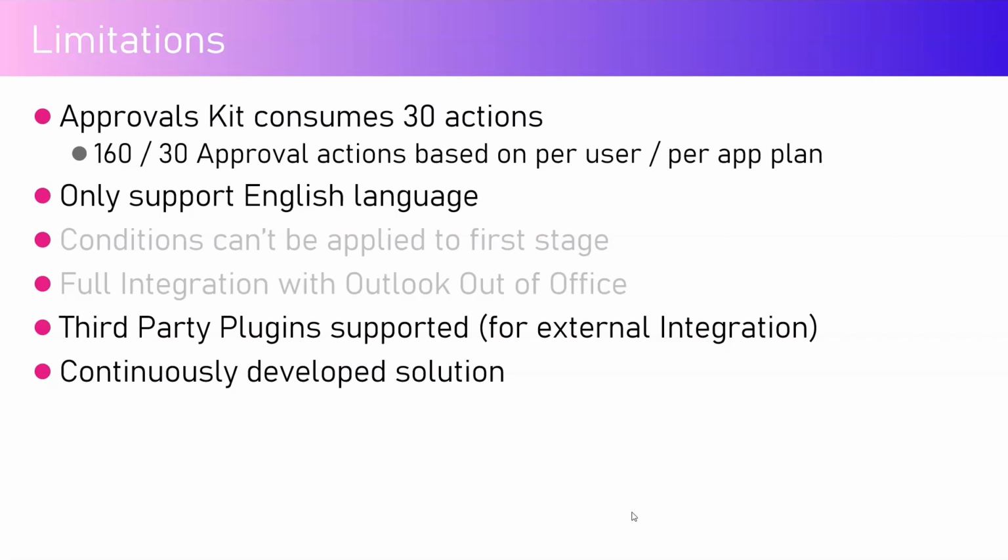Now there were a couple of limitations earlier, which were full integration with Outlook out of office, or conditions can't be applied at the first stage, but those things are getting normalized now. Third party plugins, say for example, if you want to connect this approval system with another approval system, currently you cannot do that. It is a continuously developed solution, so it is quite possible that there might be some sort of instability. However, the solution has really started taking good shape. So I would say currently it is a stable solution.